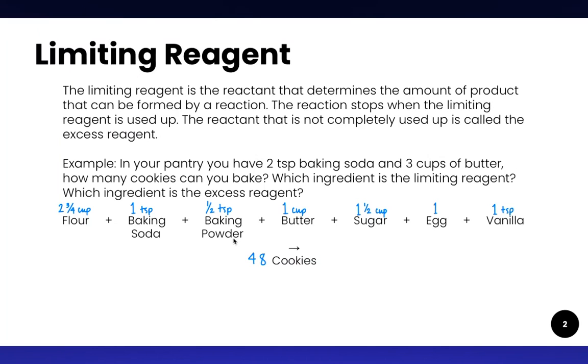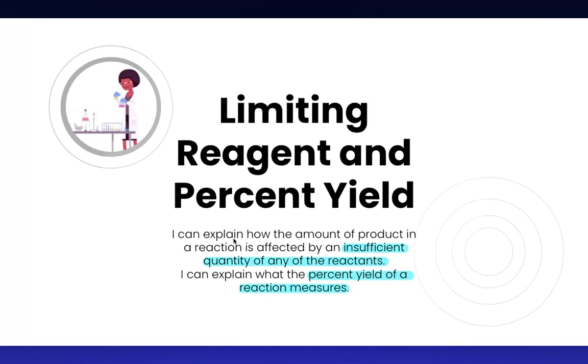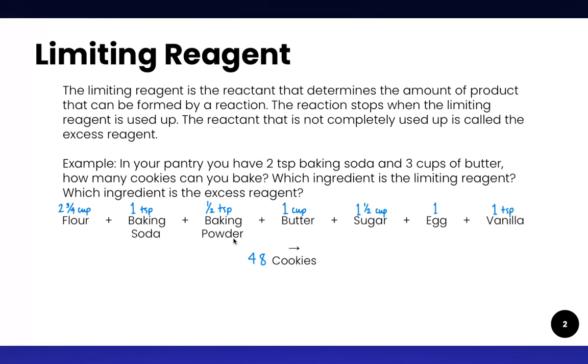So let's start with limiting reagent. The limiting reagent is the reactant that determines the amount of product that can be formed by a reaction. So the reaction will stop when you run out of the limiting reagent. The other reactant, the one that is not completely used up, is called the excess reagent.